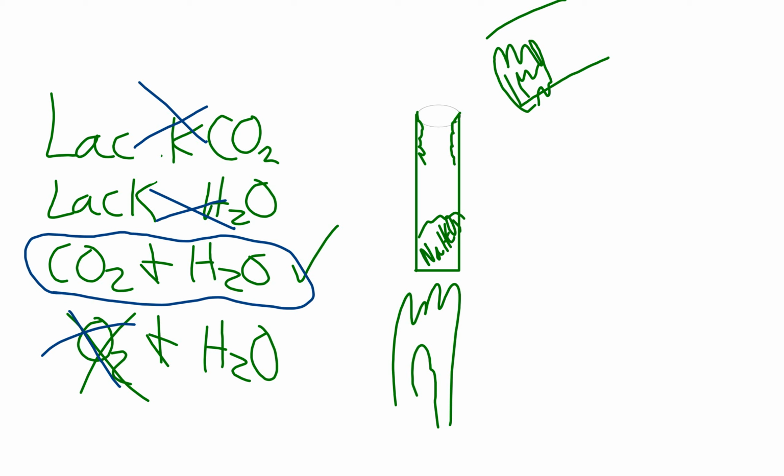Okay, the water vapor is condensing on the side of the tube, and that's causing the condensation that you see. And then the CO2 is putting out the fire because there's not enough oxygen present for the fire to continue.